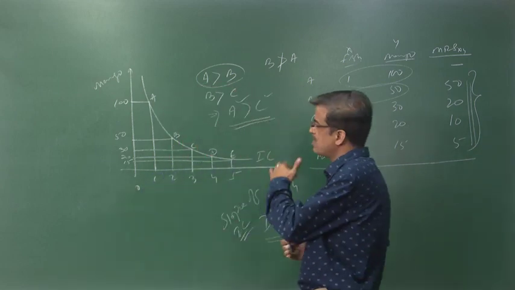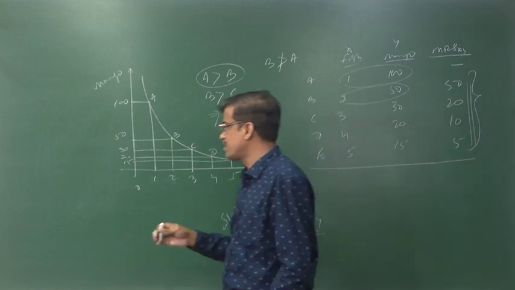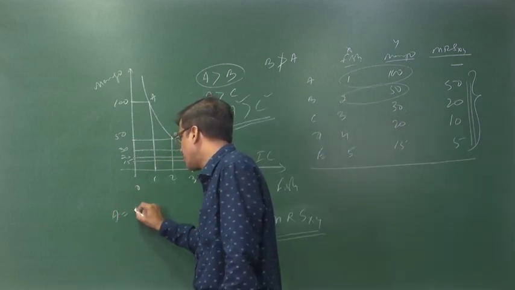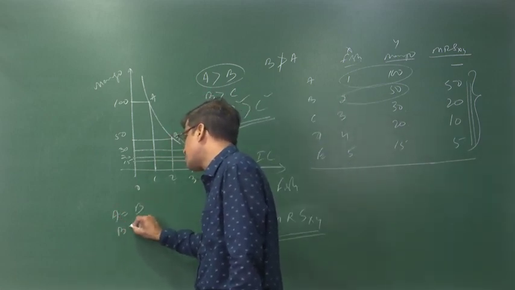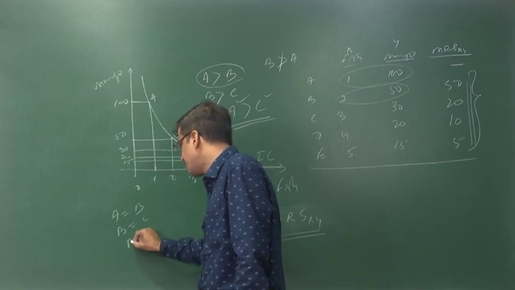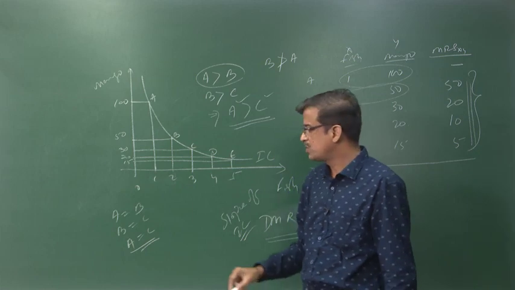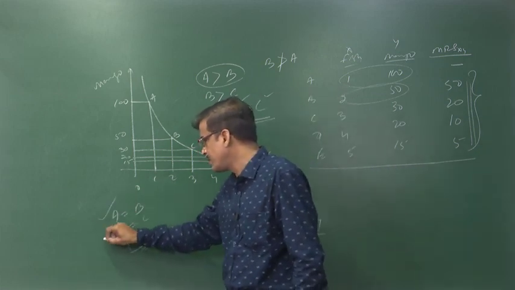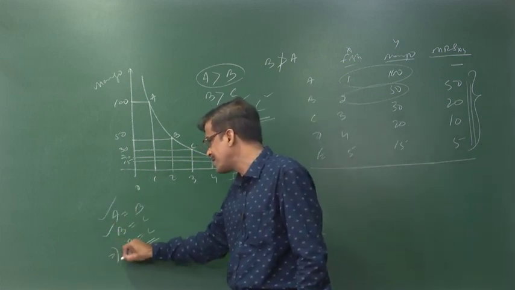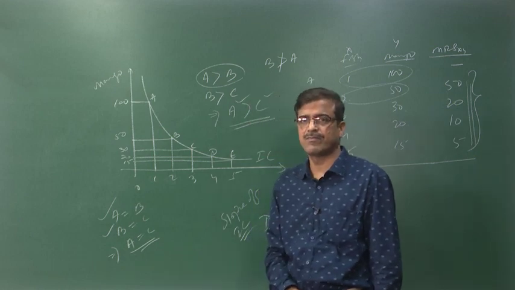Then the next concept is symmetry. Symmetry means, suppose A provides equal satisfaction to B, and B provides the same satisfaction as C, that implies that A must provide the same satisfaction as C. So, in this combination, if A equals B and B equals C, that implies that A must equal C.